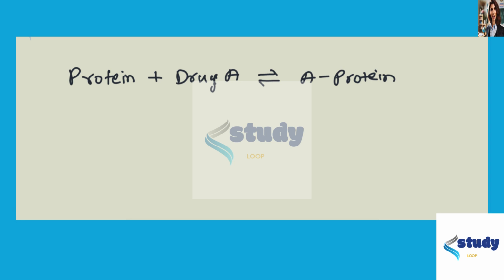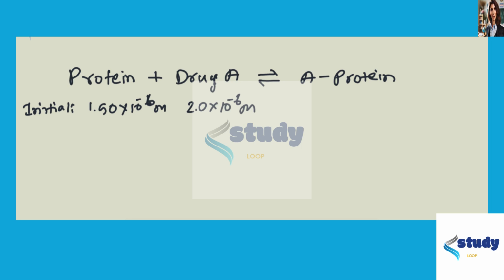Now we are given the initial concentration of the protein and the drug. The initial concentration of the protein is given as 1.5 times 10 to the power minus 6 molar, and the initial concentration of the drug is given as 2 times 10 to the power minus 6 molar.